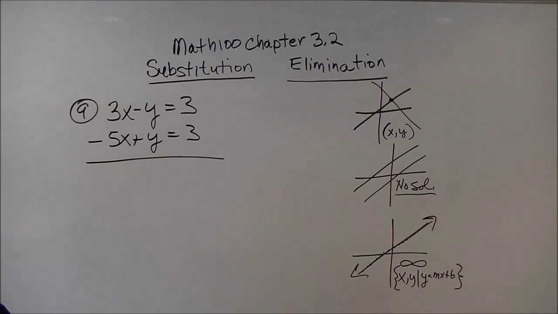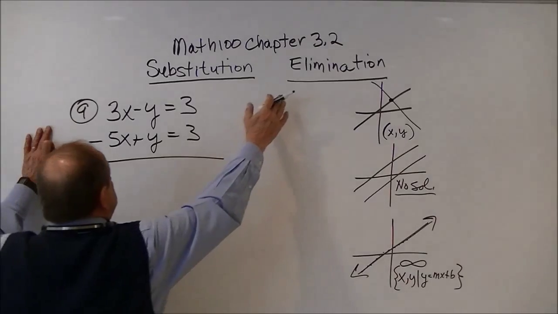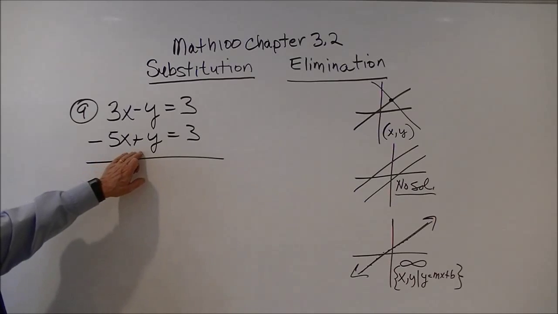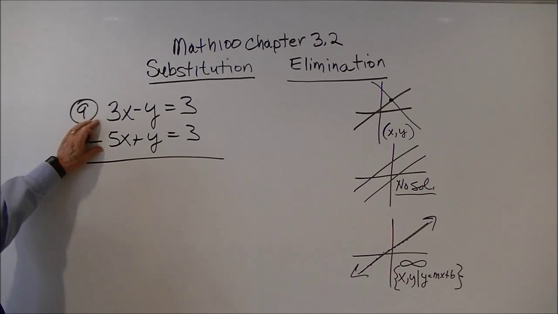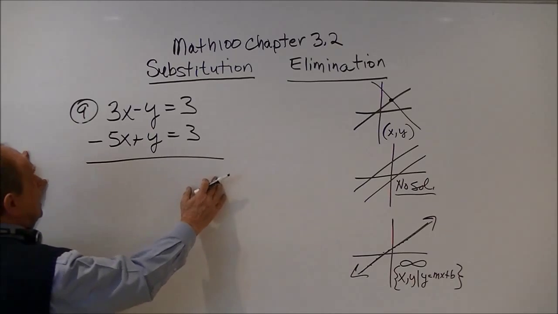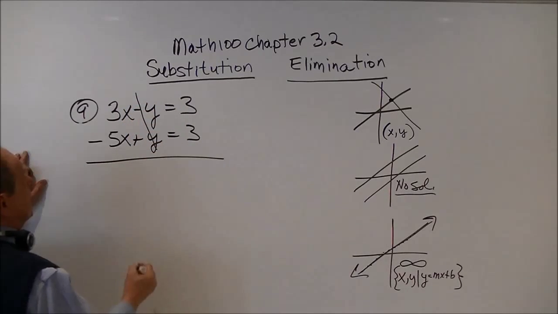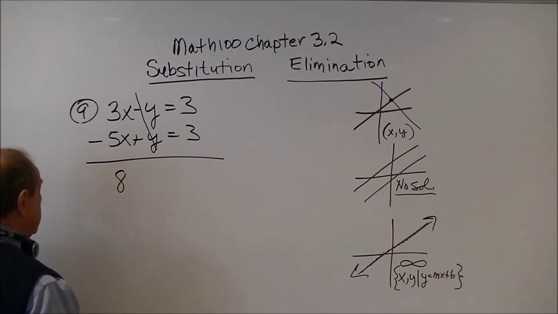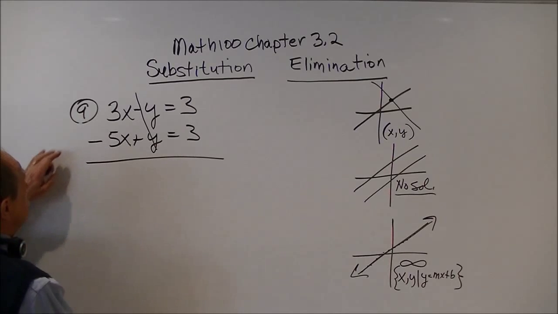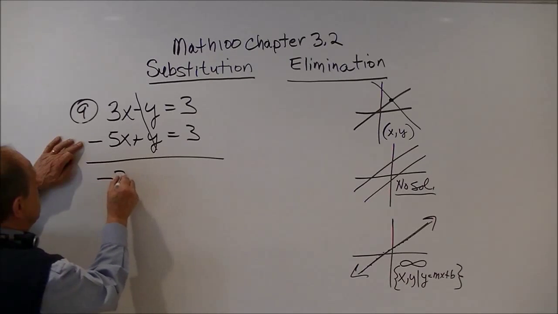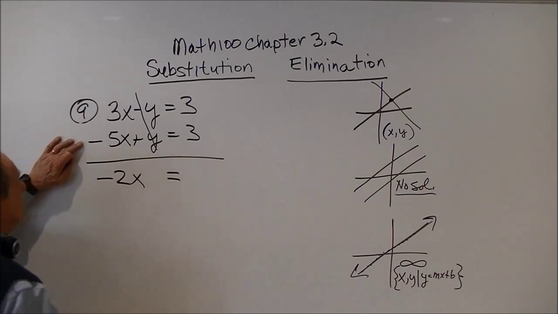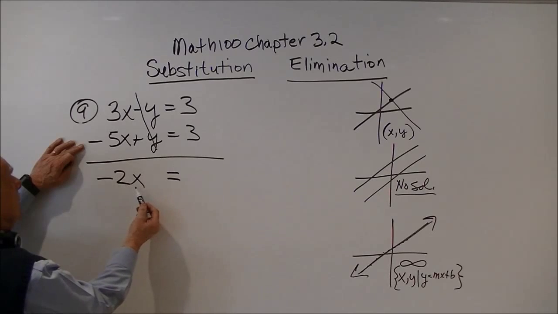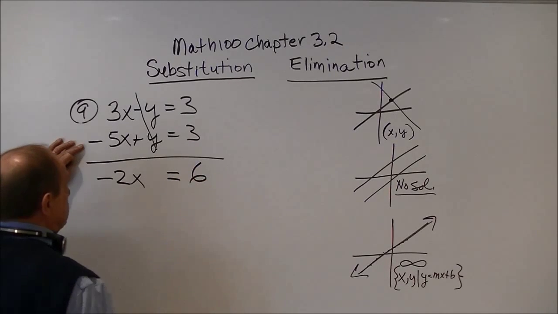In number 9, again, they're asking us to use elimination here. We could have used substitution too, but it lends itself to elimination. They're both in standard form. We put a line underneath them, and then our y's cancel out. So we then get, let's do that correctly, negative 5 and a positive 3, a negative 2x. So just adding these up, we get a negative 2x equals 6.